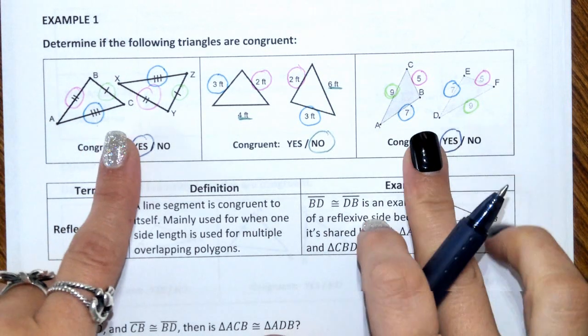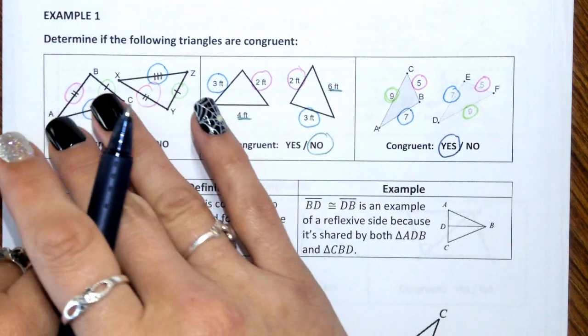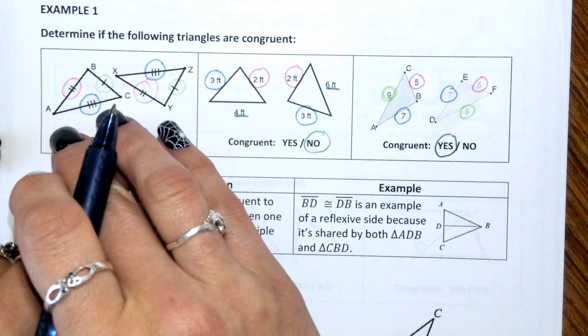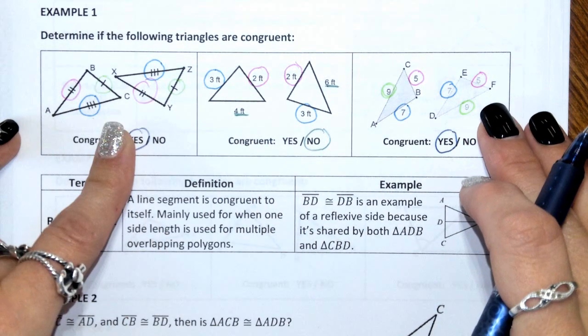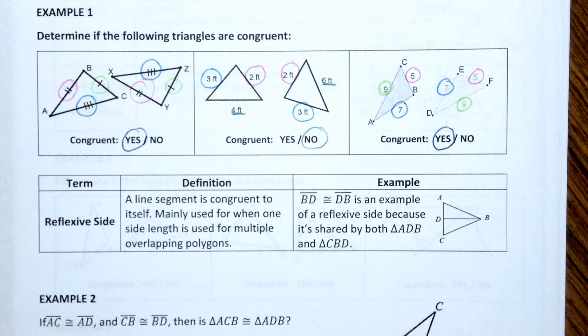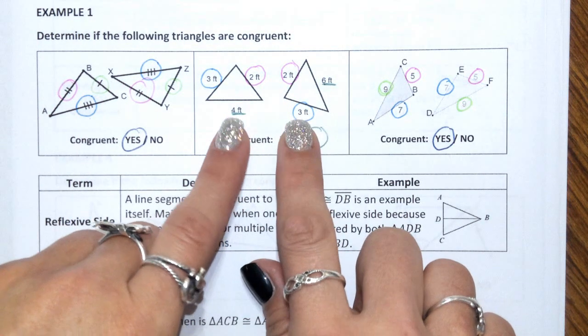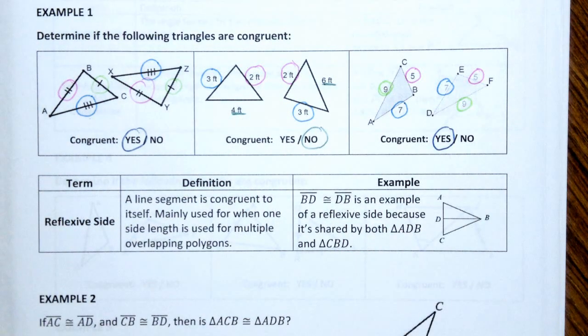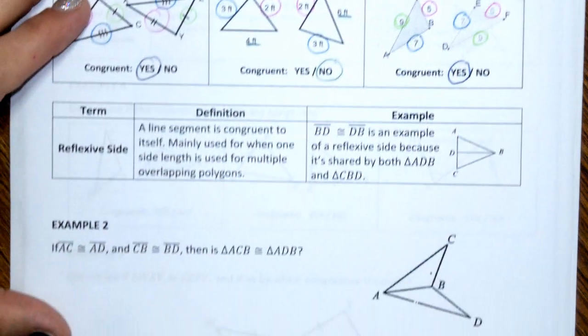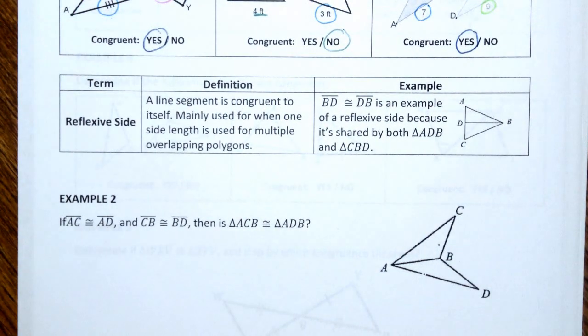So again, the first and the third one here, we see that they are congruent. You may have it with congruency tick marks, or you may have it with actual measurements. So just keep an eye out for that, and then also keep an eye out for if we have not congruent. Now we need to talk about something called the reflexive side.